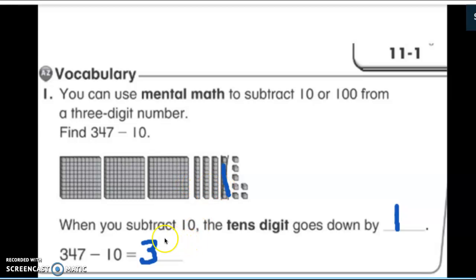Now we have 3 tens. But we still have those 7 ones. So 347 minus 10 is 337. Notice our hundreds place didn't change, our ones place didn't change. It was just the tens place, and it went down by 1 because we took that 1 away.